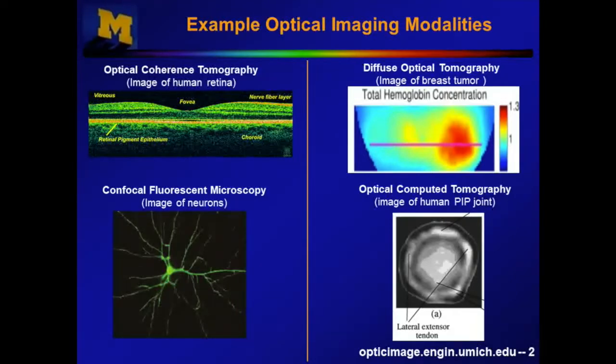And on the lower side, this is optical computed tomography for a human PIP joint. It's a cross section of a human finger joint. Again, if we want to use light to see deeper, the image quality will degrade very quickly. You can still see some structures, however, the spatial resolution is very limited. And the reason for that is the very strong optical scattering in biological tissues.